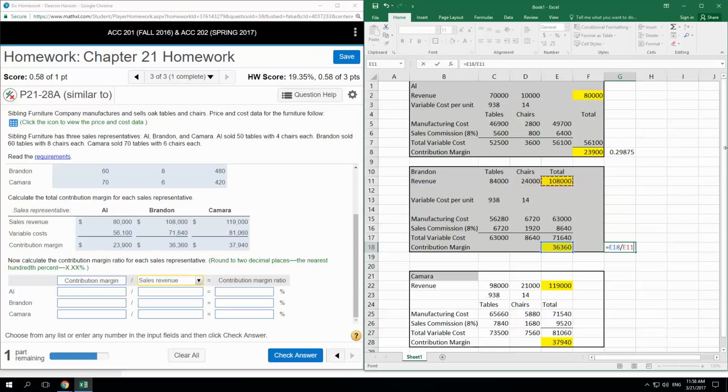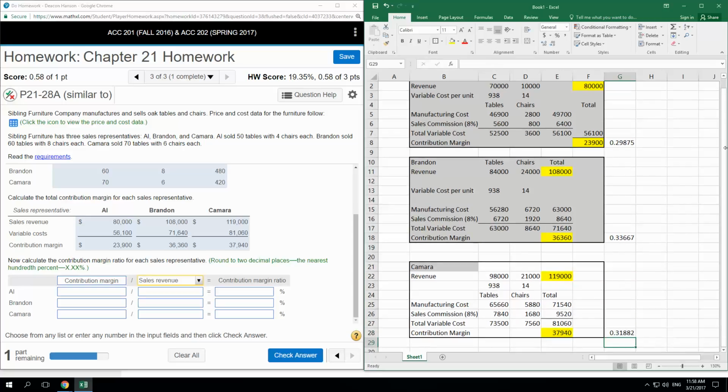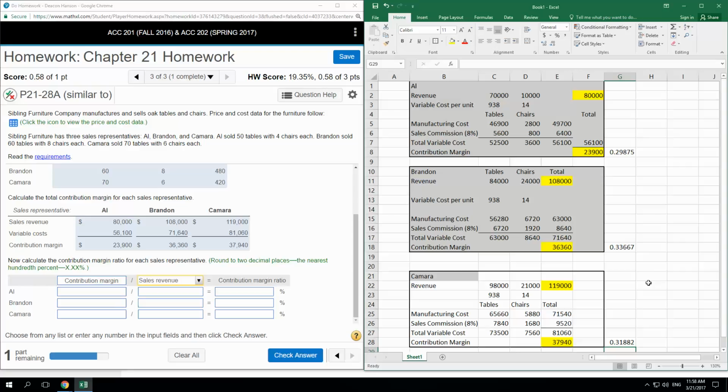Okay, and it's going to come back in decimal format, but you have to move the decimal 2 places to the right to turn it into a percentage. Okay? But that's good like that, right? So we got that. All we really have to do now is populate our answer fields here. So I'll take Al's contribution margin of 23,900. I'm going to divide it by sales revenue of 80,000, and it says round to 2 decimal places, the nearest 100th of a percent.